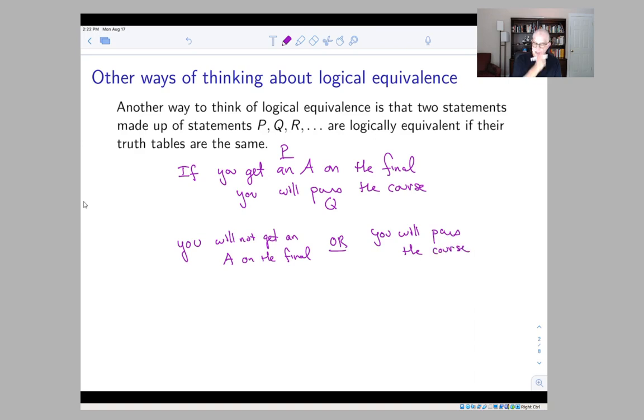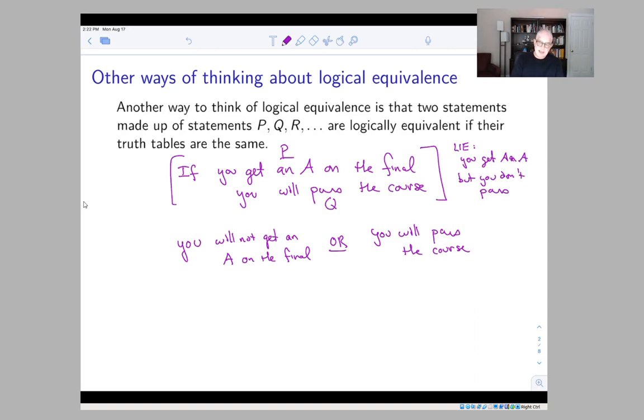So if you remember, the question is, when is this statement true? Well, this statement is true if it's not a lie. In other words, if it's really true that when you get an A on the final, you'll pass the course. If you don't get an A on the final, there's no guarantees there. And the second statement says that one or the other of these things or both is true. So the only way it can be a lie is if you get an A, but you don't pass. That's the only way it can be a lie.